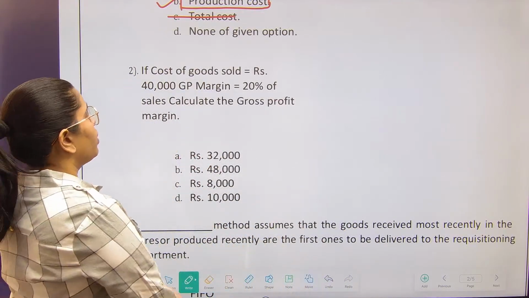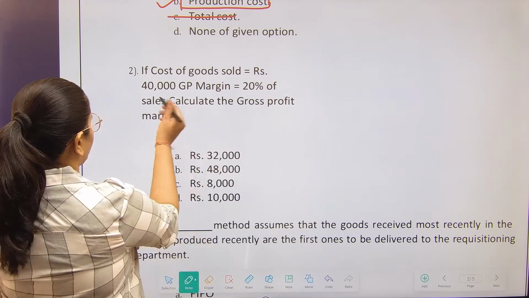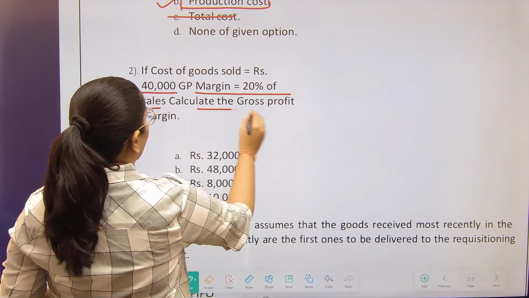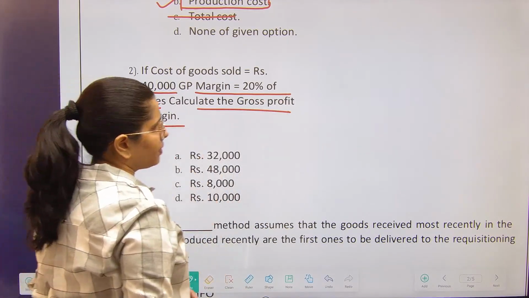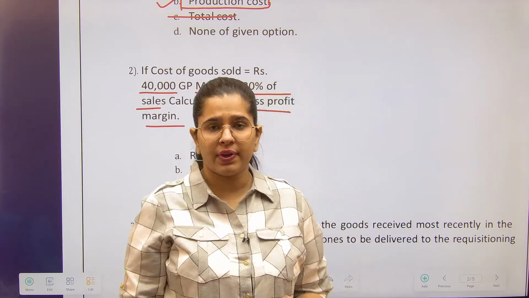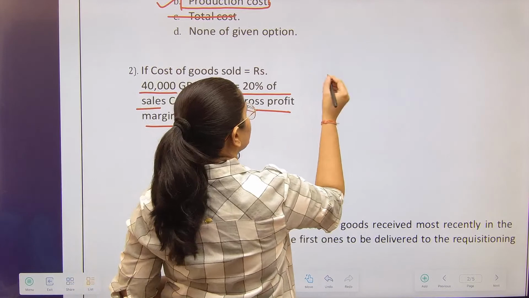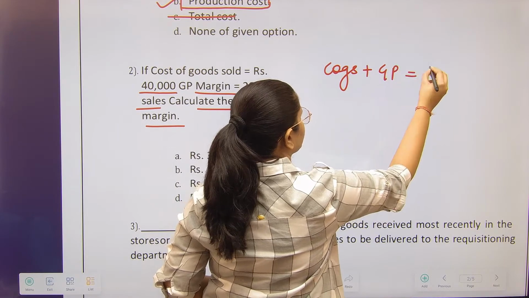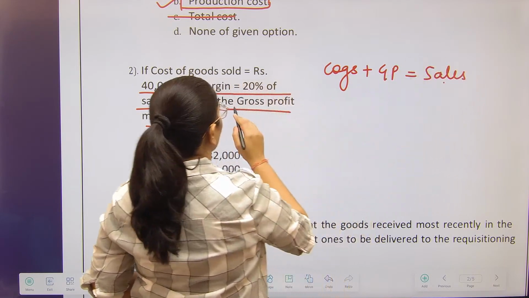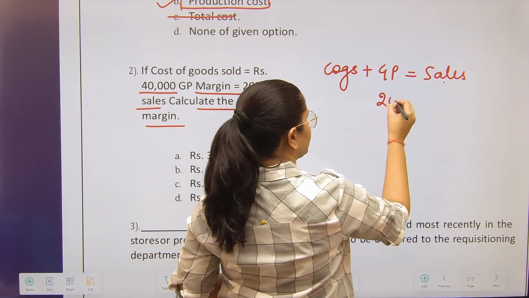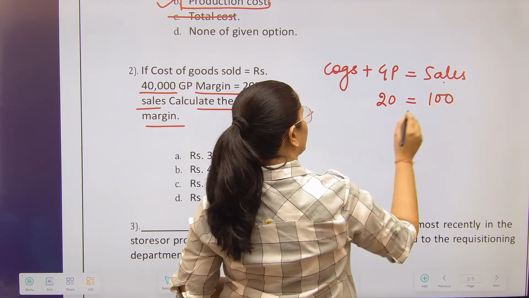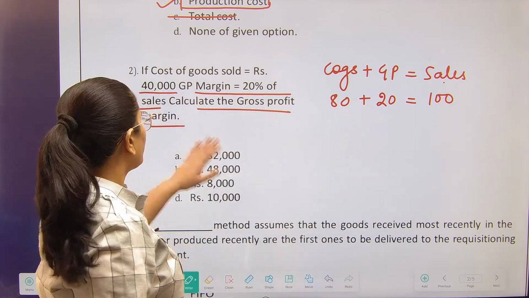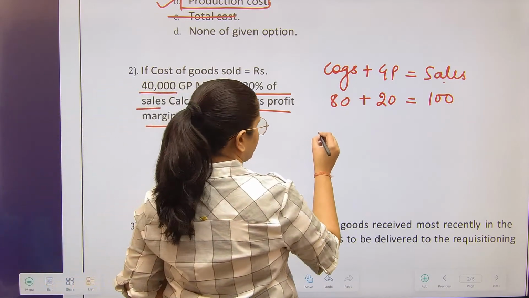So, question number 2. If cost of goods sold is 40,000 and gross profit margin is 20% of sales, then calculate gross profit margin. So, an easy question of calculation, very super easy question. What you just have to do is, you always know that cost of goods sold plus gross profit is your sales. Correct? So if gross profit is given to you as 20% of sales, that means out of 100 parts of sales, 20 is your gross profit, then 80 will be what? Your cost of goods sold. Cost of goods sold is given over here as 40,000.